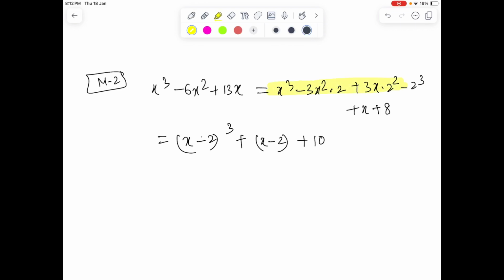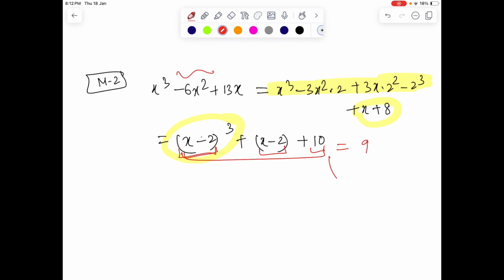and plus 10. Because you can clearly see till here we'll get a cube minus 3a squared b plus 3ab squared minus b cubed. So this is the x minus 2 whole cube part. Now x plus 8 we can write as x minus 2 plus 10. Why are we writing this? Because we want to write the entire expression in terms of x minus 2. And this hint is coming from making a perfect cube.